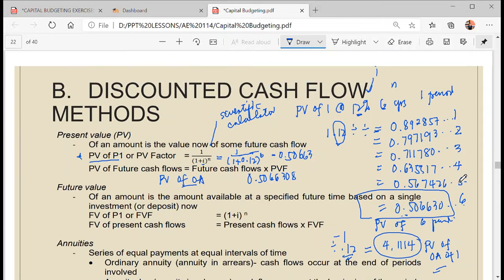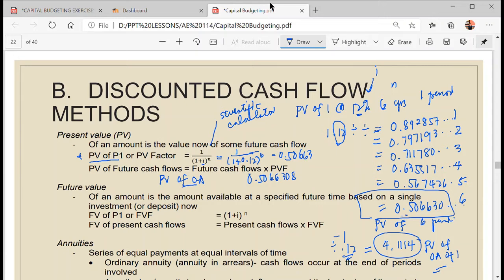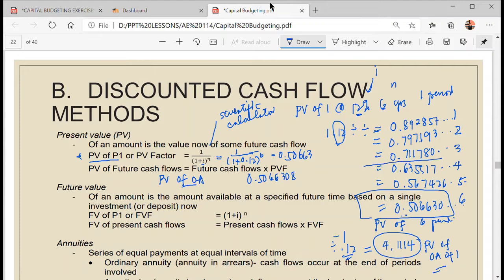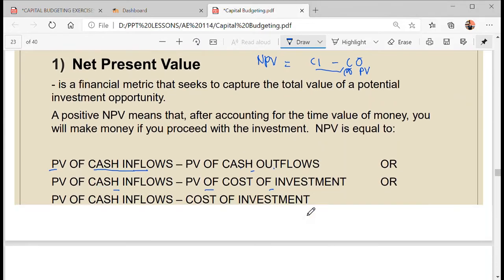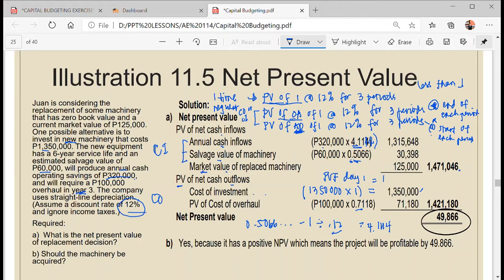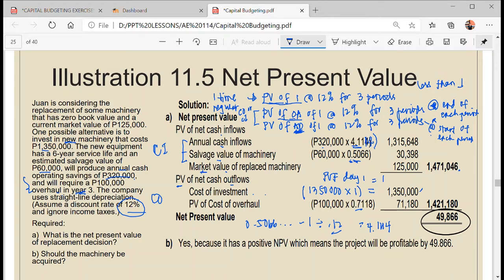3 years? So look. Year 1, the present value is 0.892857. After year 2, 0.7971. After year 3, 0.7118. So, the overhaul is done after year 3, since you will still be using the asset for about 6 years. So the overhaul is after year 3. 0.7118. So, multiply.